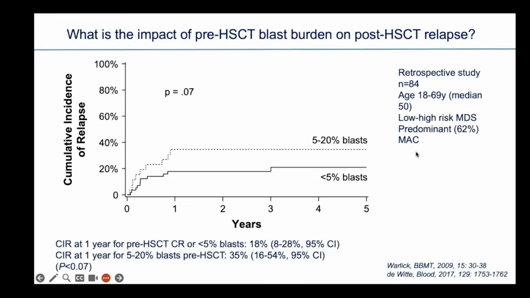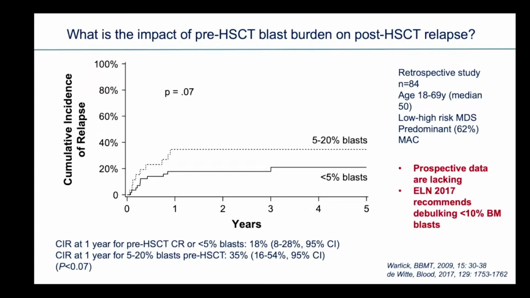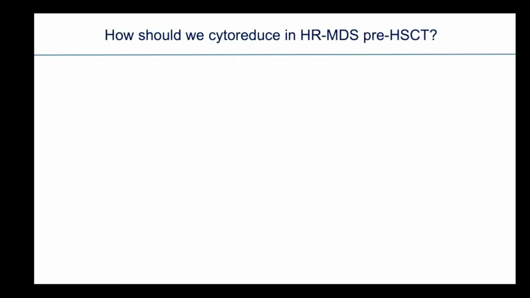However, there have been other studies which have contradicted this. And for example, in this retrospective study from the States, and if you also look at the currently still looking to fewer than 10% bone marrow blast prior to transplant to improve the outcome. So the question then arises as to how we should cytoreduce in high-risk MDS pre-transplant.